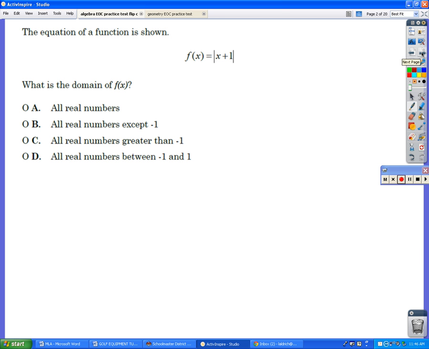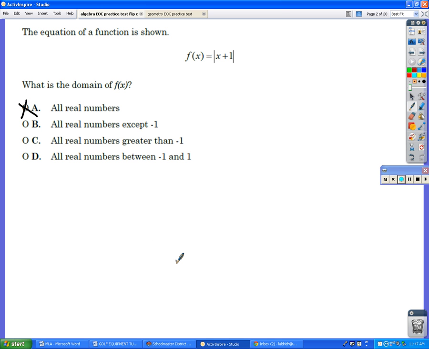Okay, next one. It says the equation of a function is shown, and this is the absolute value of x plus 1. It says, what is the domain of f of x? The domain is all the x's that you can put in there and get an answer. Is there any x value that you can't put in there? What would 0 plus 1 be? 1. What's the absolute value of 1? 1. So 0 is okay. All real numbers. There's not a single number that you can't put in there and get an answer for.